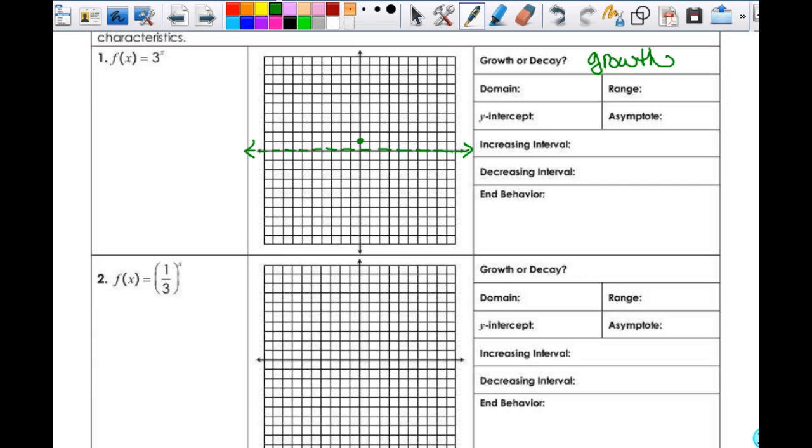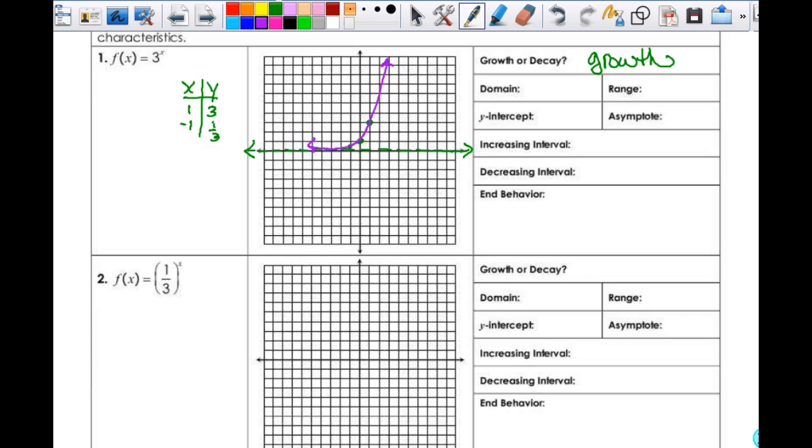So now when x is 1, what is my y value going to be? What's 3 to the first power? 3. So when x is 1, y is 3. So I go to 1, 1, 2, 3. Looks like that. When x is negative 1, what is y? 1/3. Okay, so I go to negative 1 and then 1/3. It's right about there. And I draw in my function that looks something like this. Okay, everybody good with that?